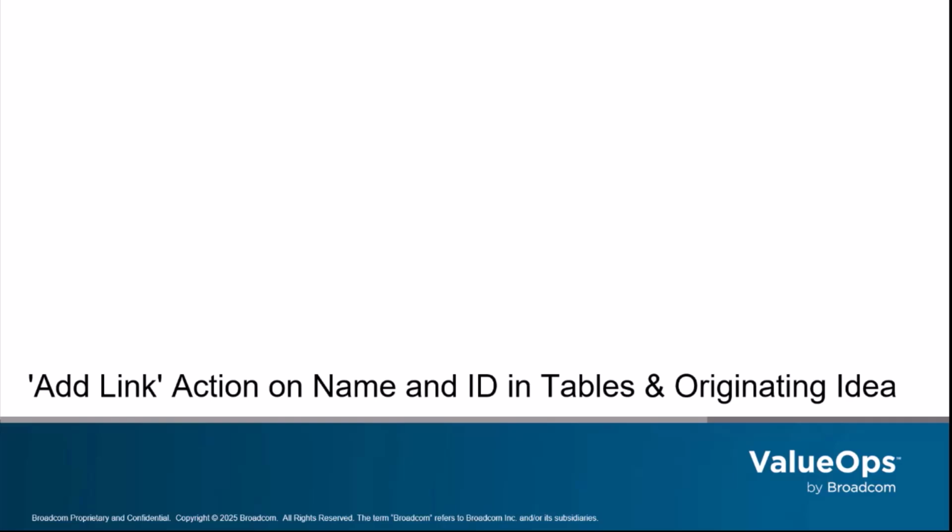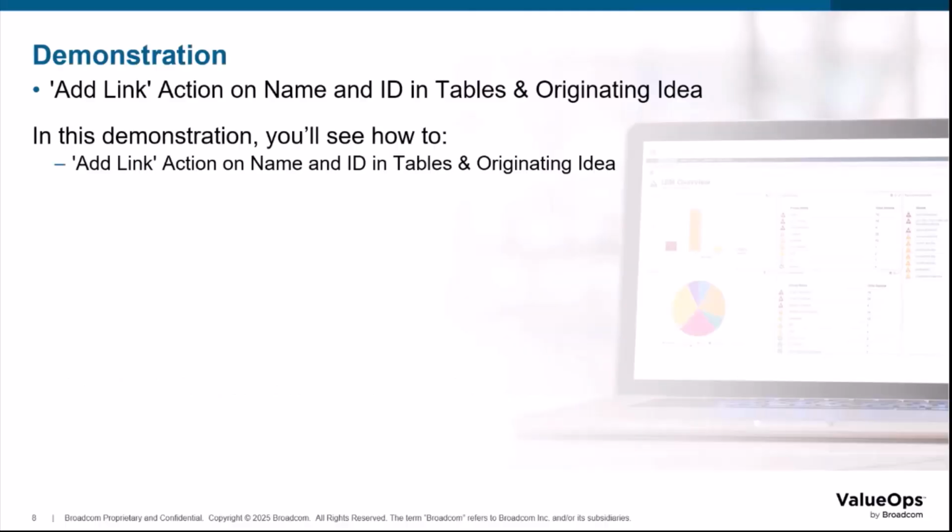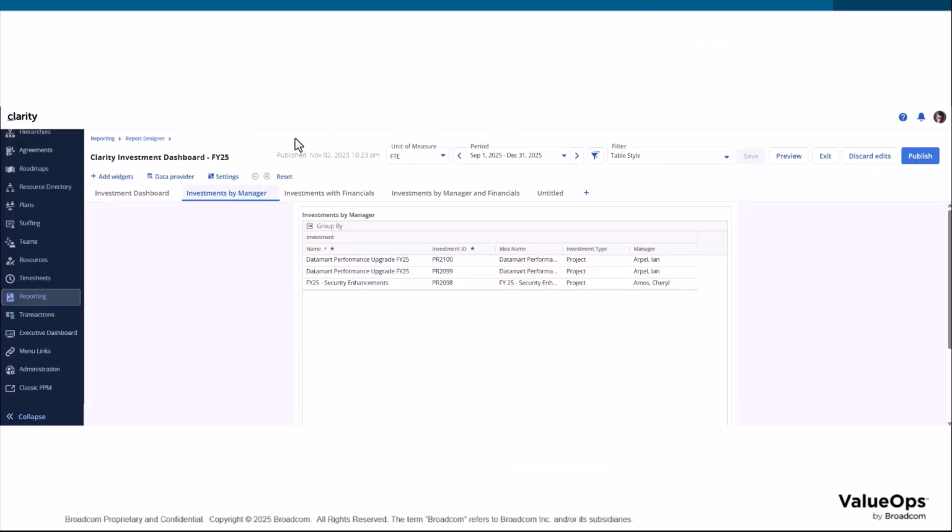We are providing the ability to make name, ID, and originating idea linkable and point to their respective objects on all master objects, including custom objects. Let us look at the functionality of the add link action on name, ID, and originating idea in tables. I am in a report in report designer mode, and the report designer can use the add link action at the column level, available through the hamburger menu, to add linking capability.